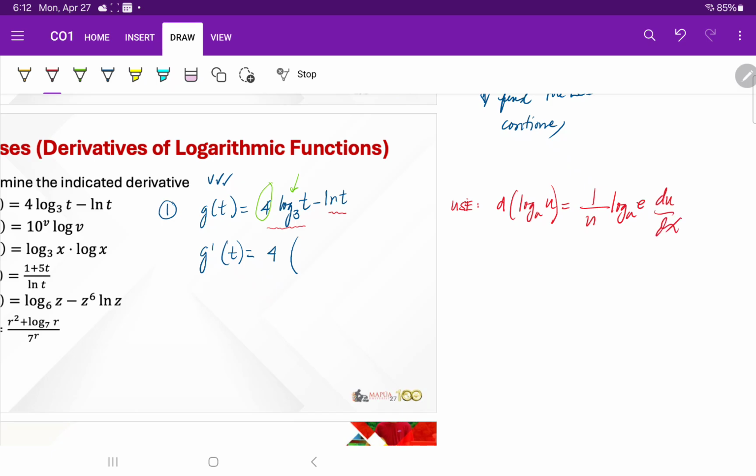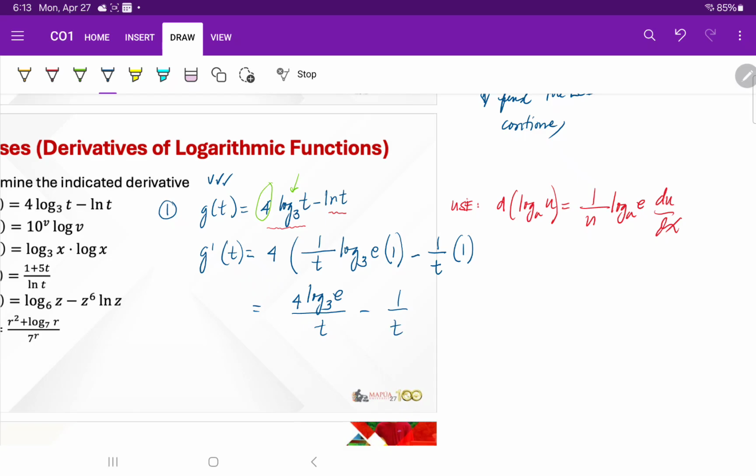So here we only have t as our u. So the derivative is 1 over t times the log of e to the base 3 times the derivative of t, which is 1. Then minus ln of t. Again, what's the derivative of ln of t? It's 1 over u. So 1 over t times the derivative of t, which is 1. So we get 4 times the log of e to the base 3 over t minus 1 over t.